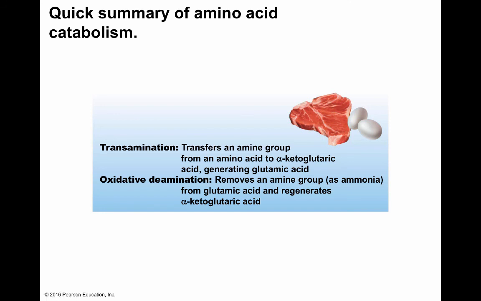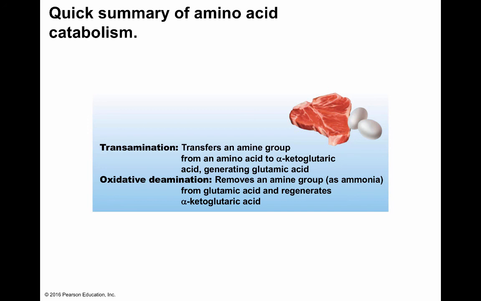So transamination is just transferring an amine group from an amino acid to the alpha ketoglutaric acid, generating glutamic acid. And then from there, you're going to get the oxidative deamination, which is removing the amine group. And so this is going to go off as ammonia and basically combine with carbon dioxide to form urea and water, and it's going to leave, right? It's excreted in urine. And basically the urea cycle helps to rid the body of toxic ammonia.